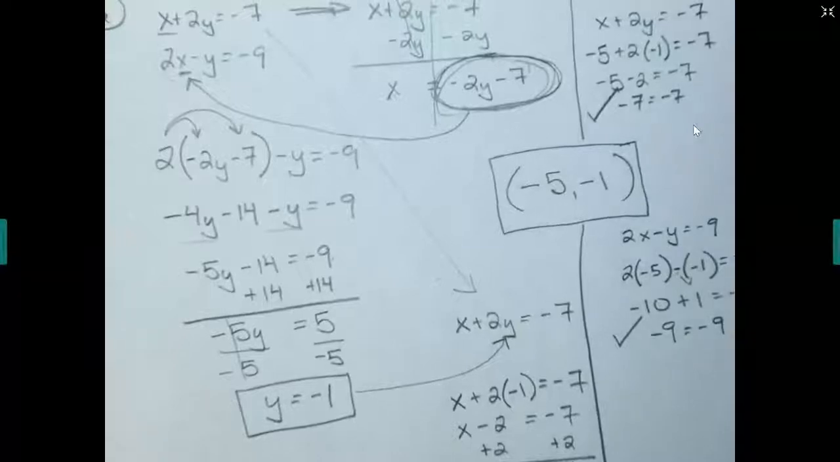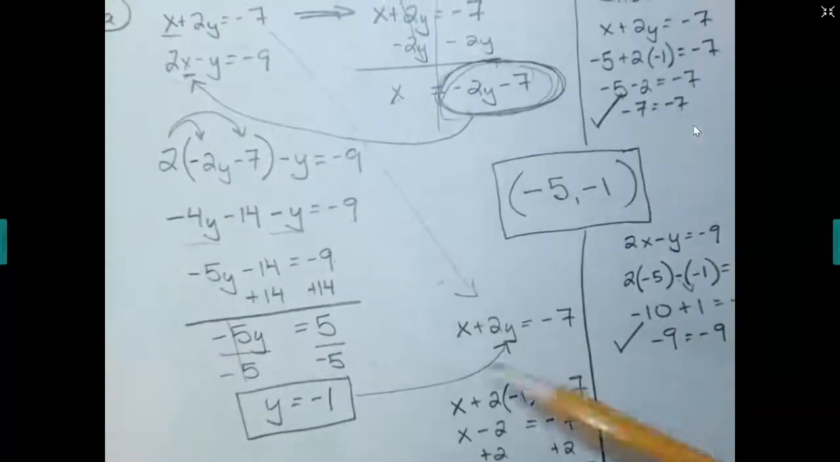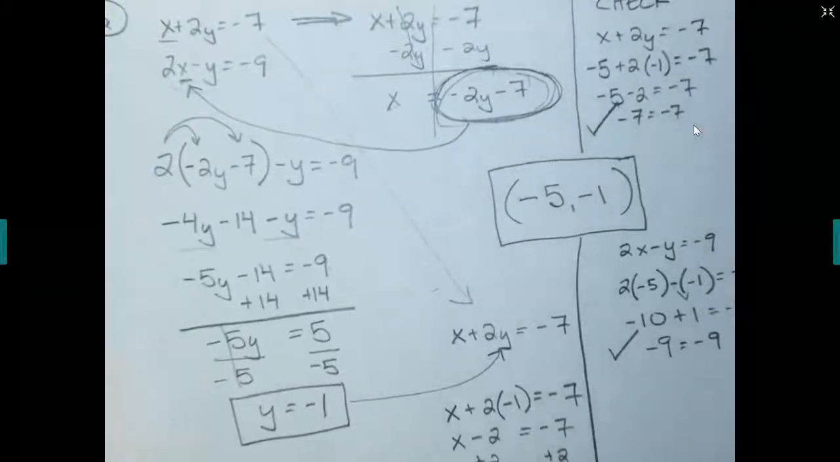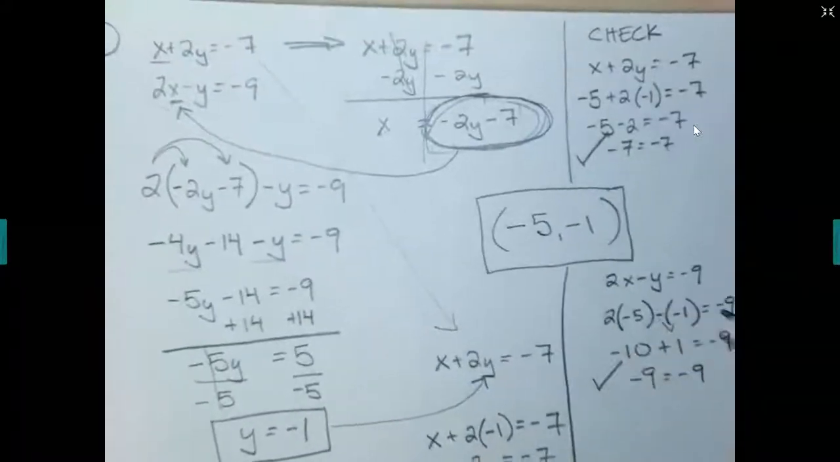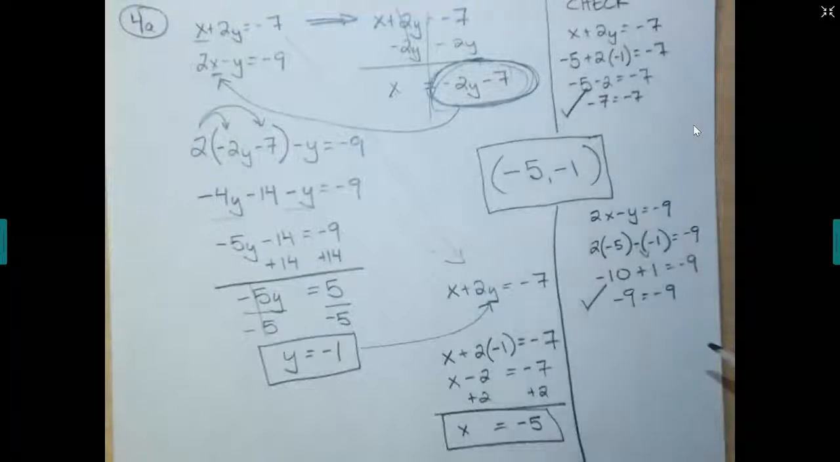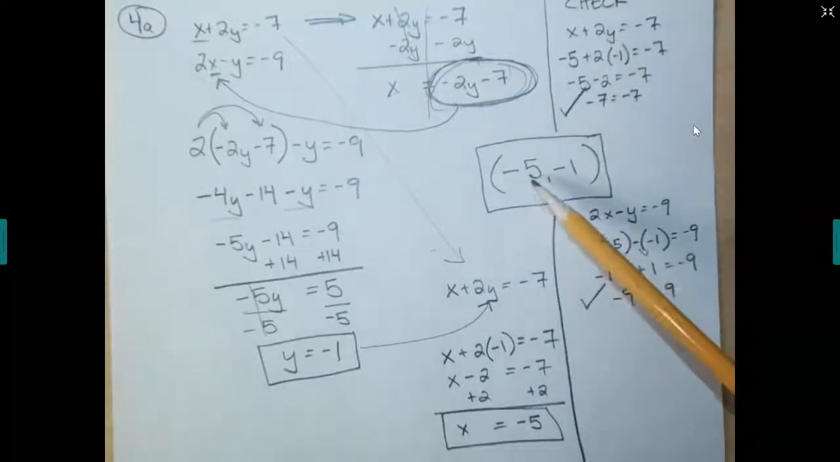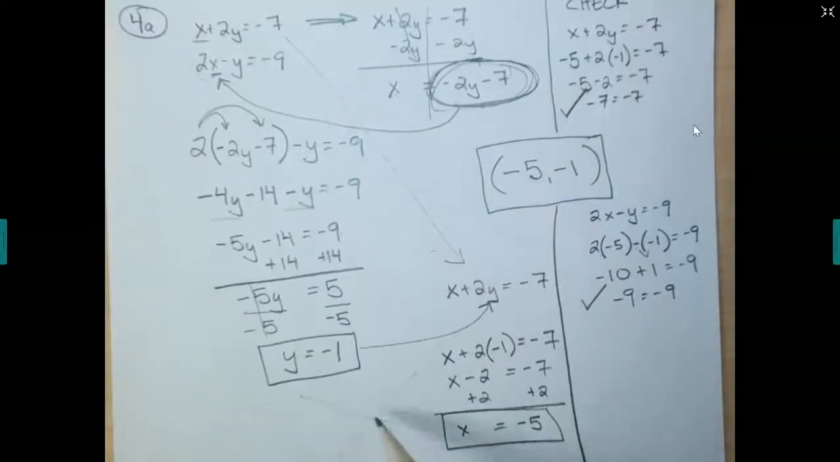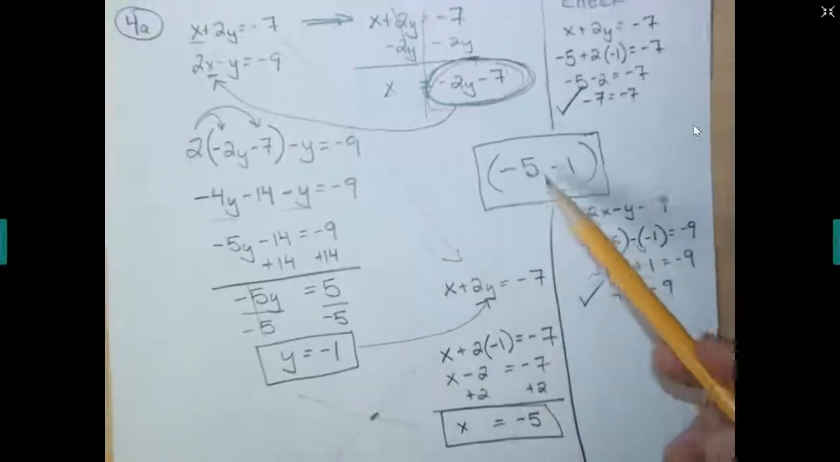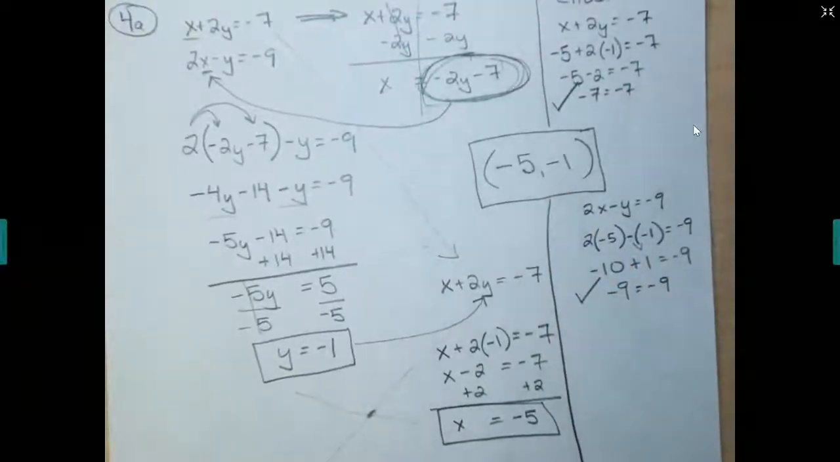So I'm going to ask that you use at least a half a page per problem, because your work can easily get mixed up in all that mess. So there's our answer for number 4A. The point where our two lines cross is at negative 5, negative 1, excuse me. Okay.